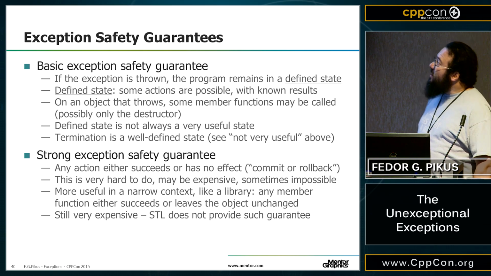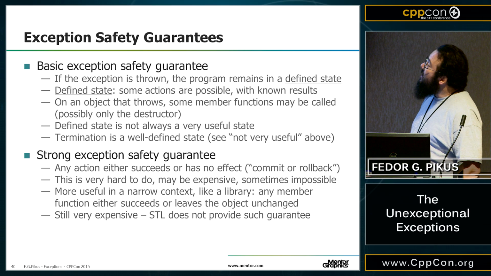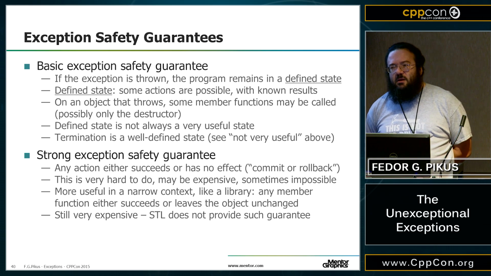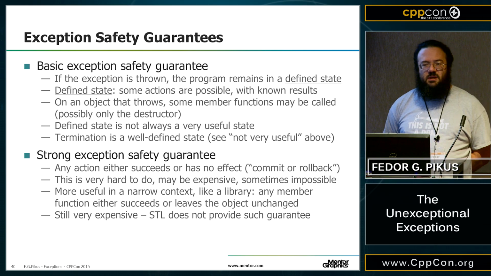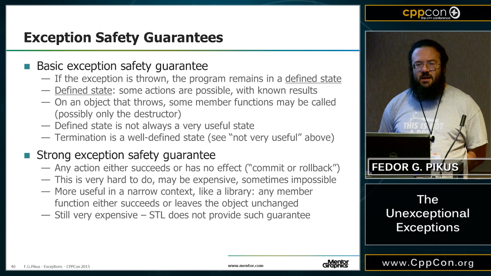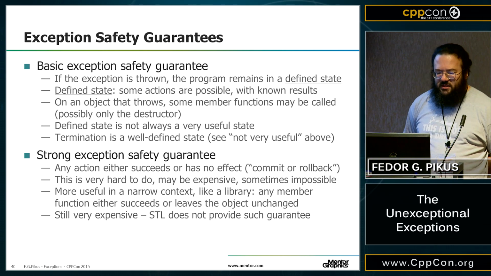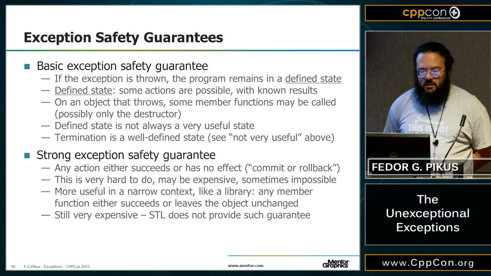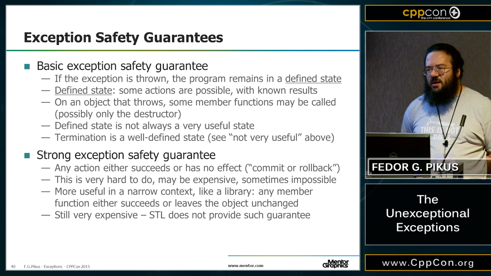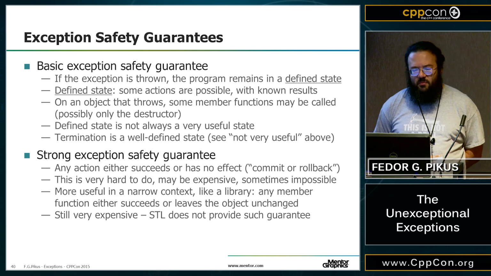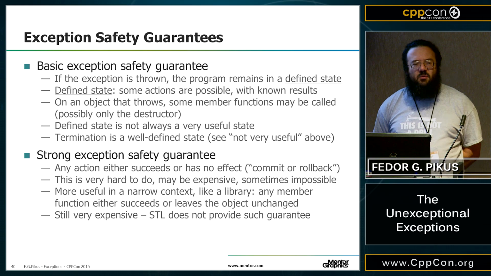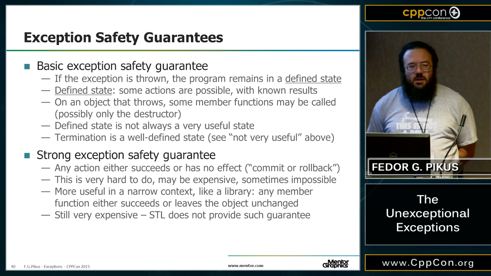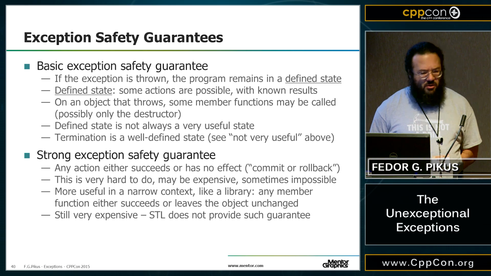The opposite extreme is a strong guarantee, and the strong guarantee is what's sometimes called commit or rollback semantics. Any action that you take will either succeed or be undone as if it never happened. This is very hard to do. It may be very expensive. It may be impossible. Now, it's sometimes used in a more narrow context, for example, on some library, but even on libraries it's very expensive. STL, which could never be accused of avoiding writing complex code, does not provide such a guarantee across the board.